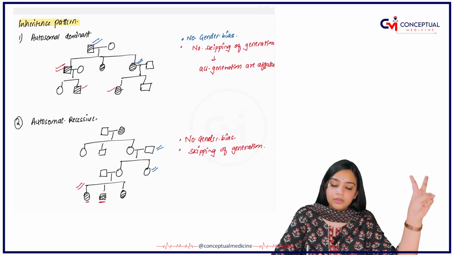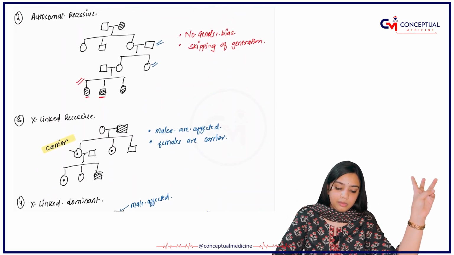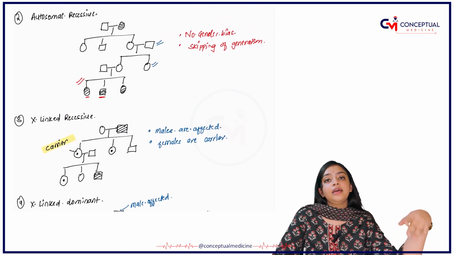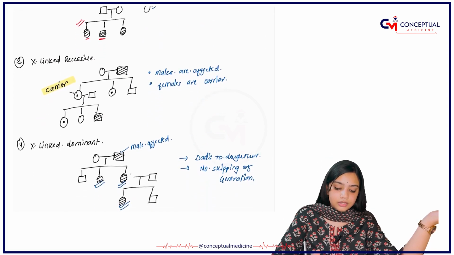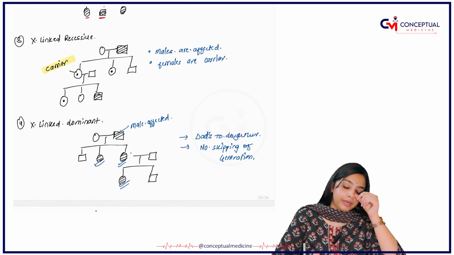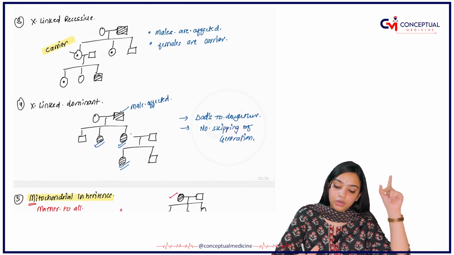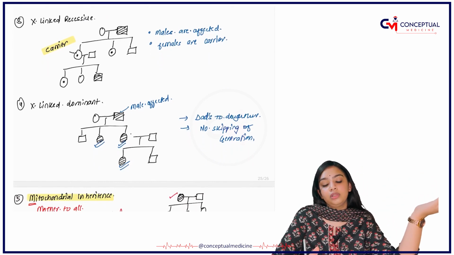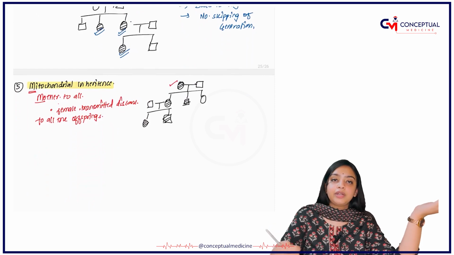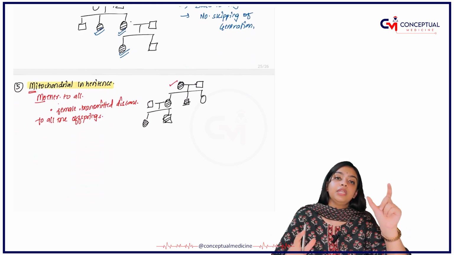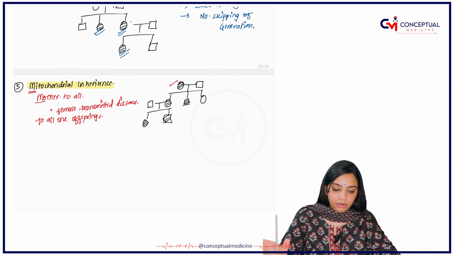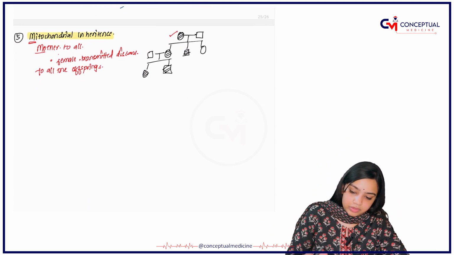In autosomal recessive, there will be skipping of generation. In X-linked recessive, the males are affected and females are basically the carriers. In X-linked dominant, the males are affected and there is no skipping of generation. The disease is transmitted from dads to all the daughters. And in the mitochondrial inheritance, you have the M and M pattern. That means in mitochondrial inheritance, the disease is transmitted from mother to all the offspring.